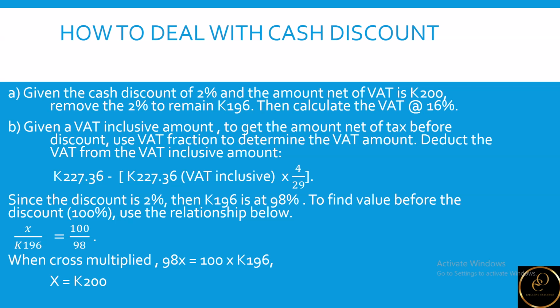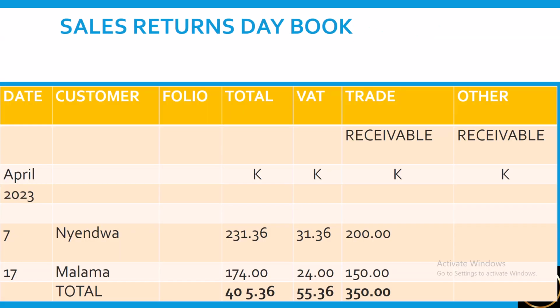So first remove the discount amount from the net amount. We are going to get 2% of 200, which is 4 kwacha. Remove it from 200, we remain with 196 kwacha. Then we use this 196 kwacha and apply 16% to it to get the VAT. That's the first situation. So if you look at the calculation, we get the VAT for Nyendwa amounting to 31 kwacha 36 ngwee.